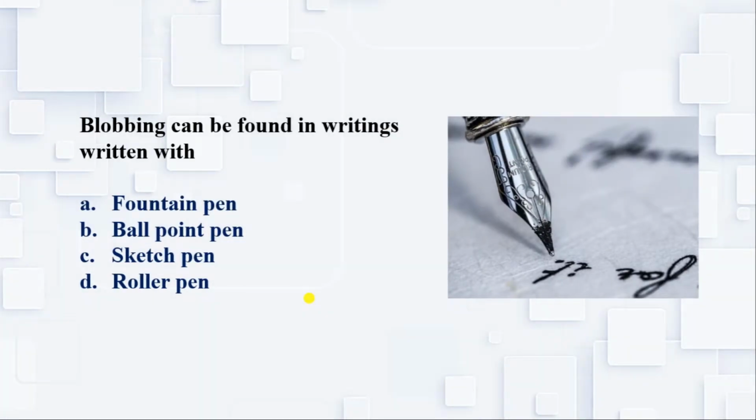So the first question is, blobbing can be found in writings written with which of the following? The correct answer is A, fountain pen. Although ball pen writing also shows blobbing, which is nothing but the excessive deposition of a viscous blob of ink, in case of a ball pen, blobbing is indicative of the quality of the pen, whereas in case of a fountain pen, it is an individual characteristic assisting in ascertaining the writing instrument used for writing.